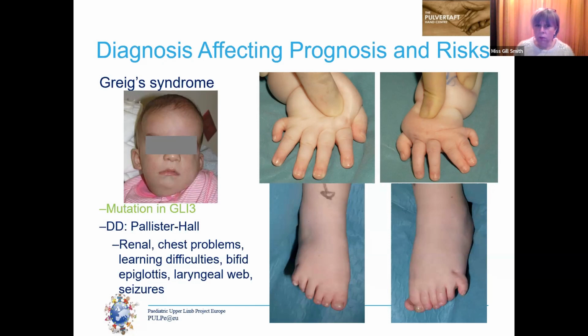However, although they talk about intellectual disability with Greig's and seizures, they're not necessarily going to have either of those, and they may be entirely normal. But a differential diagnosis is Pallister-Hall, which also has GLI3 mutations. Now with Pallister-Hall, you've usually got more syndactyly, more camptodactyly, but they have significant problems with learning difficulties. They have renal problems, they have chest problems, they often have a laryngeal cleft, and they have seizures, and it is important to differentiate them.